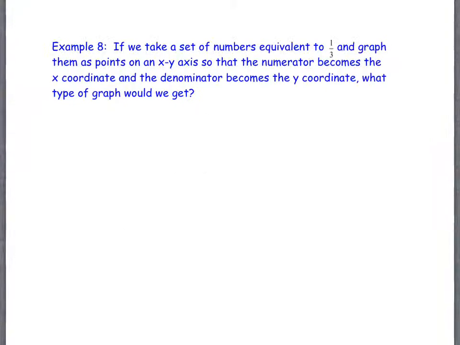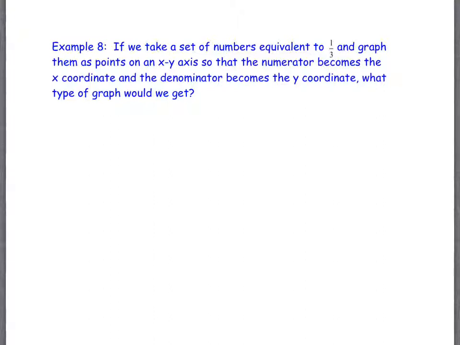Okay, I'm going to show you a neat, unique application that your book shows with fractions. It's just kind of a little bit fun. So it says if we take the set of numbers equivalent to 1 over 3 and we graph them as points on an xy plane, the numerator is the x-coordinate and the denominator is the y-coordinate, what type of graph will we get?